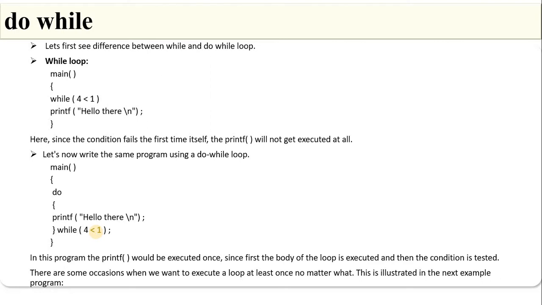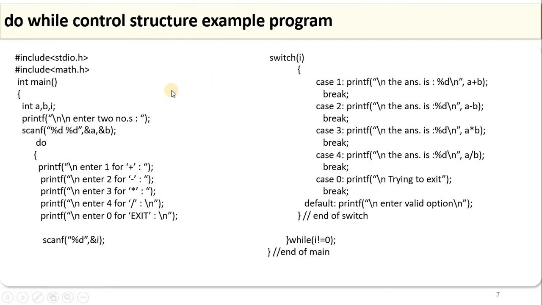So let us see an example of this sort. There are many situations wherein we want the body of the do while loop to be executed at least once, even if the condition fails for the first time. So let us see an example of that sort. This is a program for simple calculator. You are including libraries, and there is a main method here, and you are declaring 3 integer variables named a, b and I. After that you are asking the user to enter the 2 numbers.